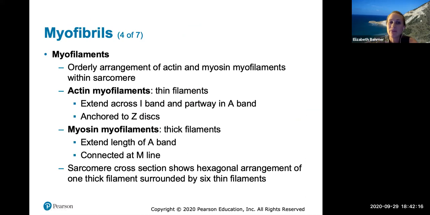So these myofilaments are actin and myosin. Actin are thin filaments, and they will be anchored to the Z discs. Myosin filaments are the thick filaments, and they are connected at the M line. And the sarcomere cross-section will show a hexagonal arrangement of one thick filament surrounded by 6 thin filaments to make a hexagon-like shape.